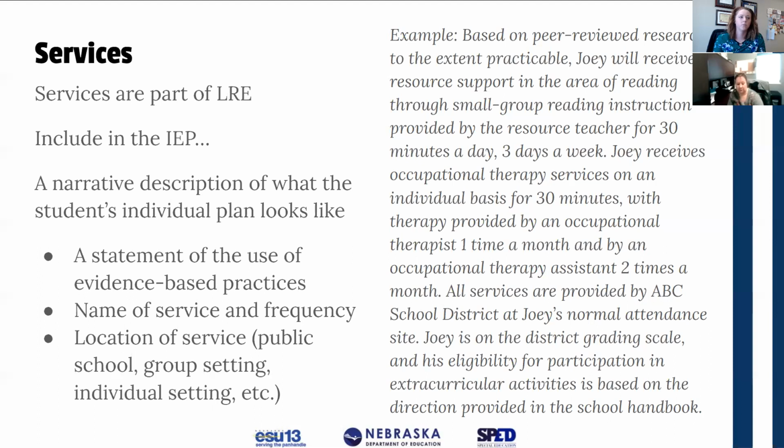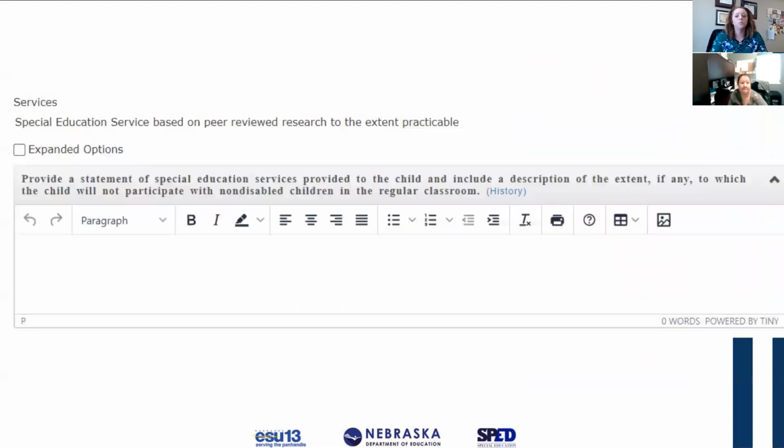So where you will find this in the SRS system is on page 6. And so the box looks like this. It's at the very top and asks you to provide a statement of those services and a description of each. So that's where you would include that information.